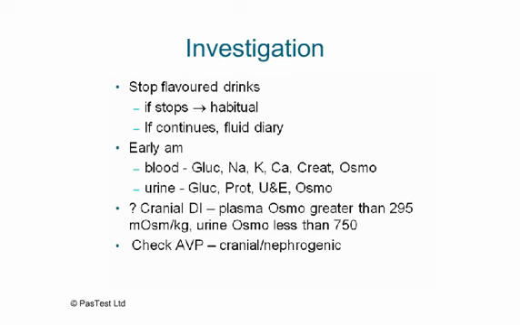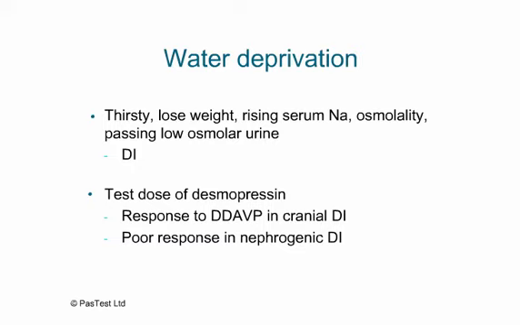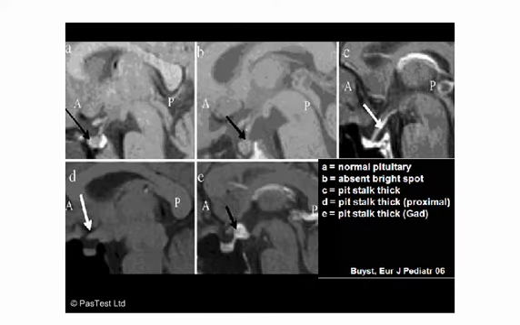To do a water deprivation test, you would have to admit the child and measure urine osmolality and serum sodium or serum osmolality with a period of water deprivation. At the end of the test, you would want to give a test dose of desmopressin. In children with cranial diabetes insipidus, the child will respond to the test dose and stop passing excess urine. In nephrogenic DI, there should be no response or a poor response. An MR scan of the pituitary and hypothalamus may be useful in cranial diabetes insipidus.